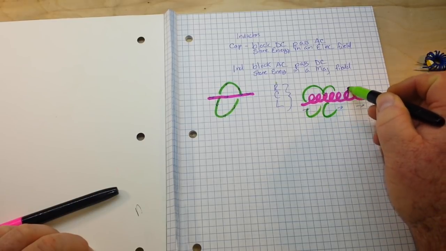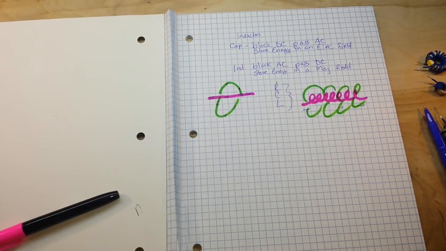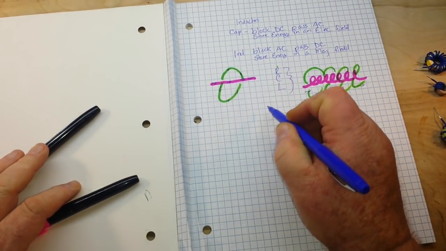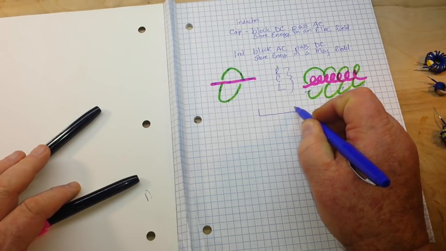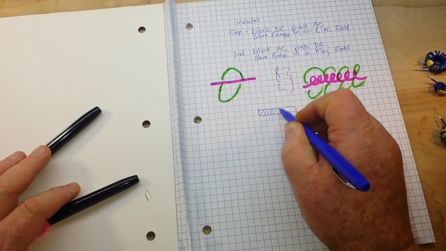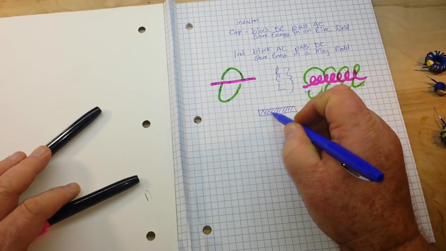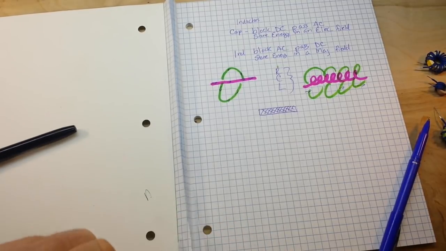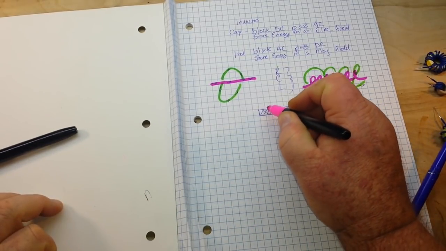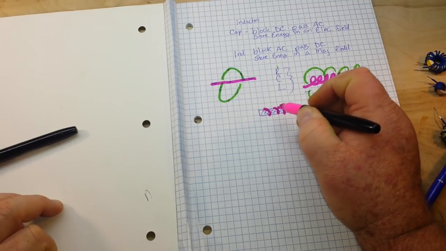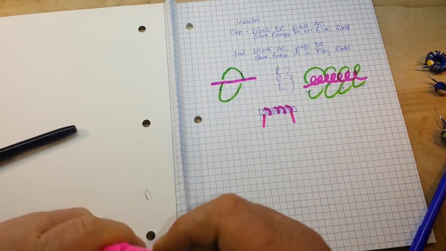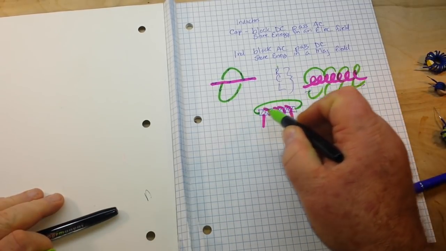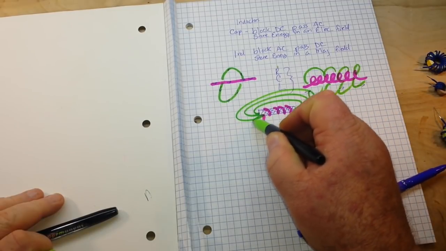So now we have much more magnetic field. And then if we put a core in the middle, some sort of magnetic material, ferrite, iron, whatever, and we wrap our wire around it like this, what we get are magnetic fields that come out like this.